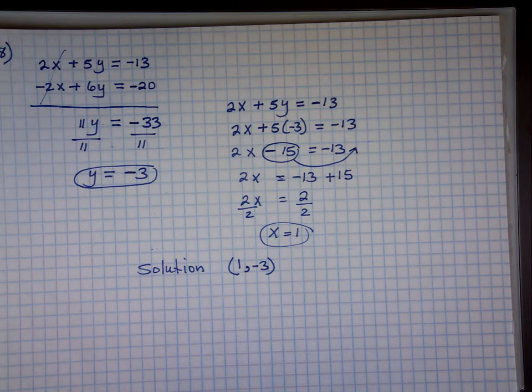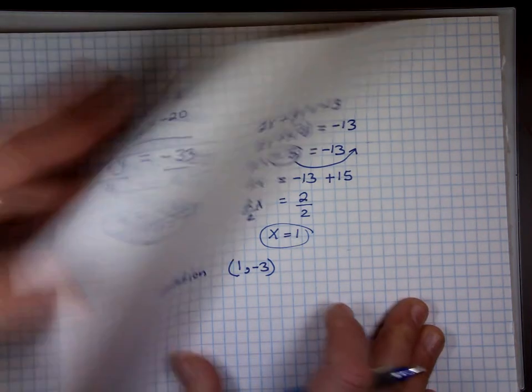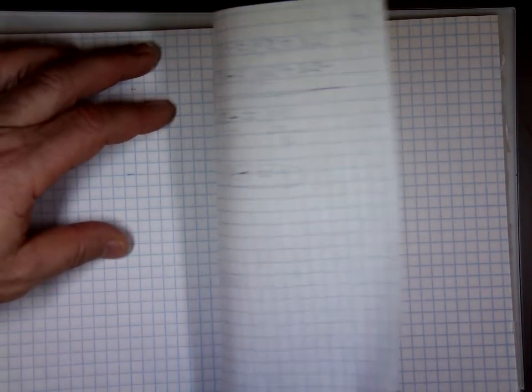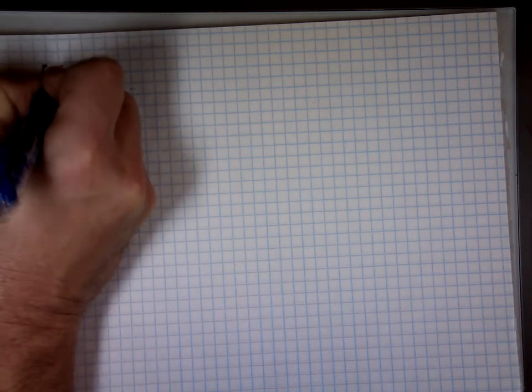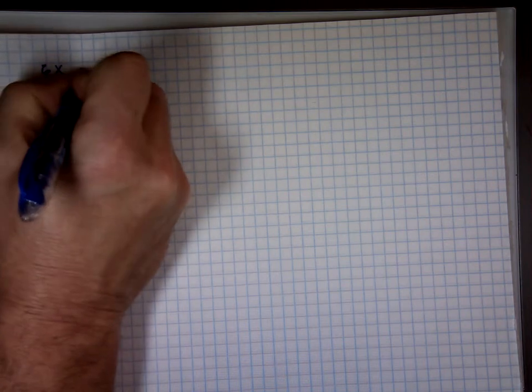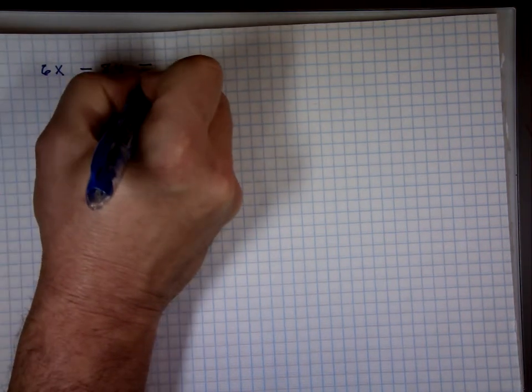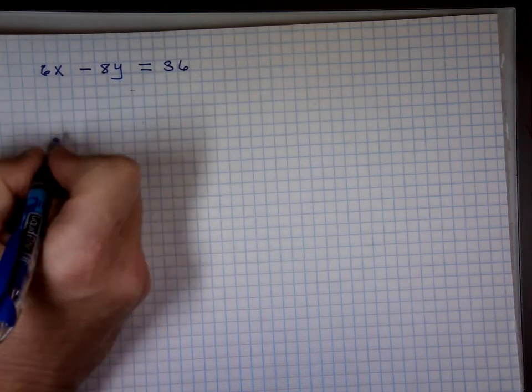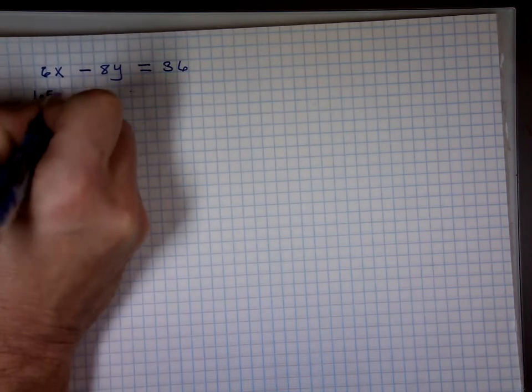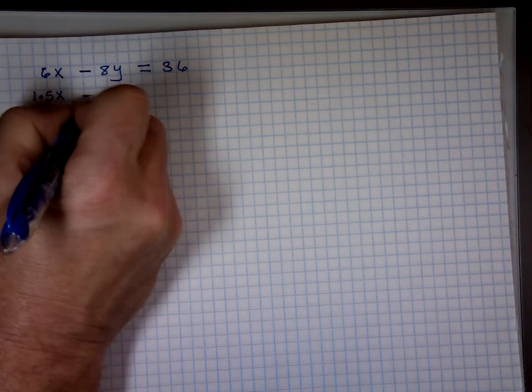Last one, we'll do one more. Let's put a little twist in it. 6x minus 8y equals 36. 1.5x minus 2y equals 9.